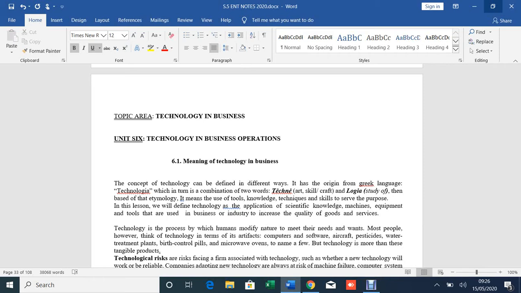The concept of technology means the use of tools, knowledge, techniques and skills to serve a purpose, or the application of scientific knowledge, machines, equipment and tools that are used in a business or industry to increase the quality of goods and services. That's why in all businesses, as human beings, we modify different things, machines and materials. It is very simple to use technology to make a change in business activities.